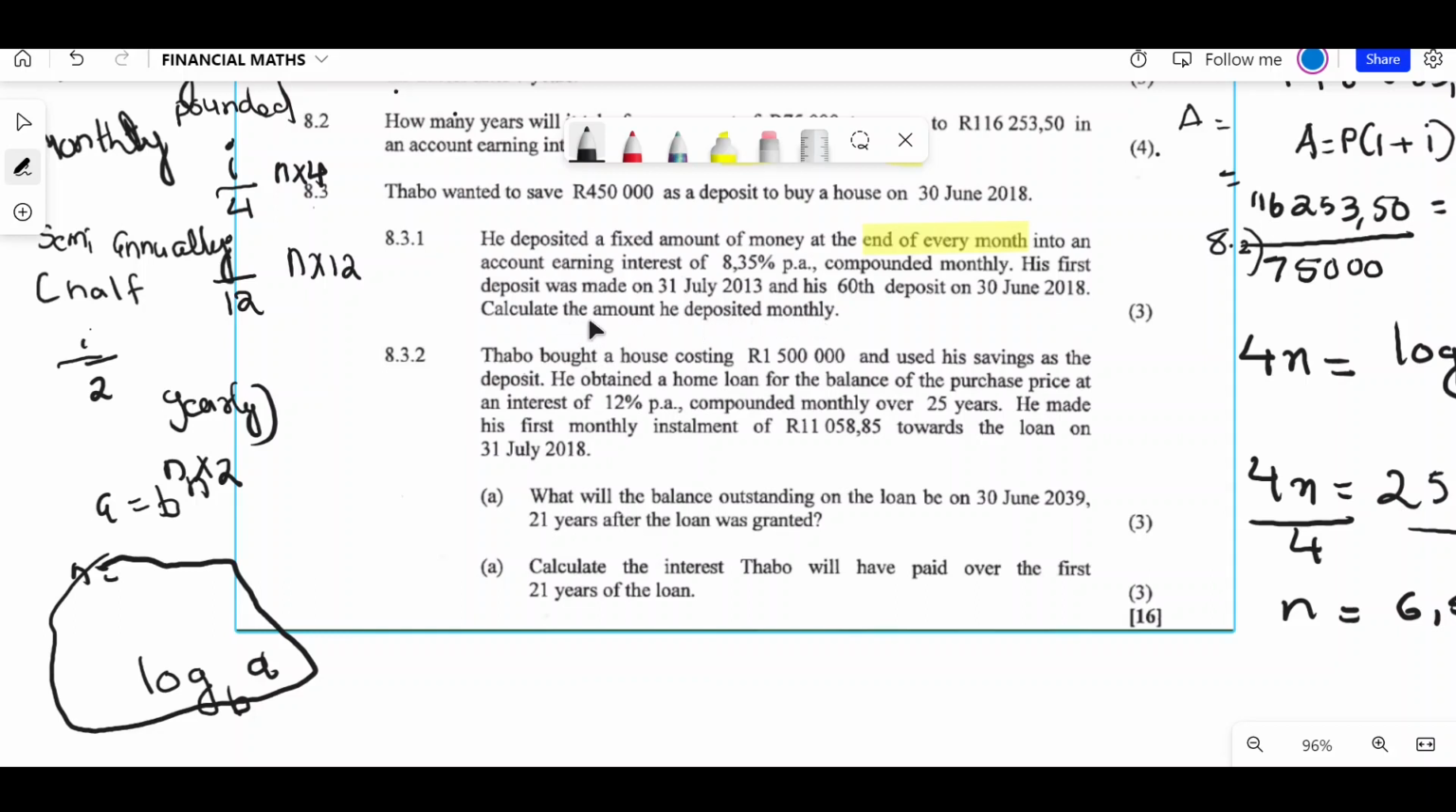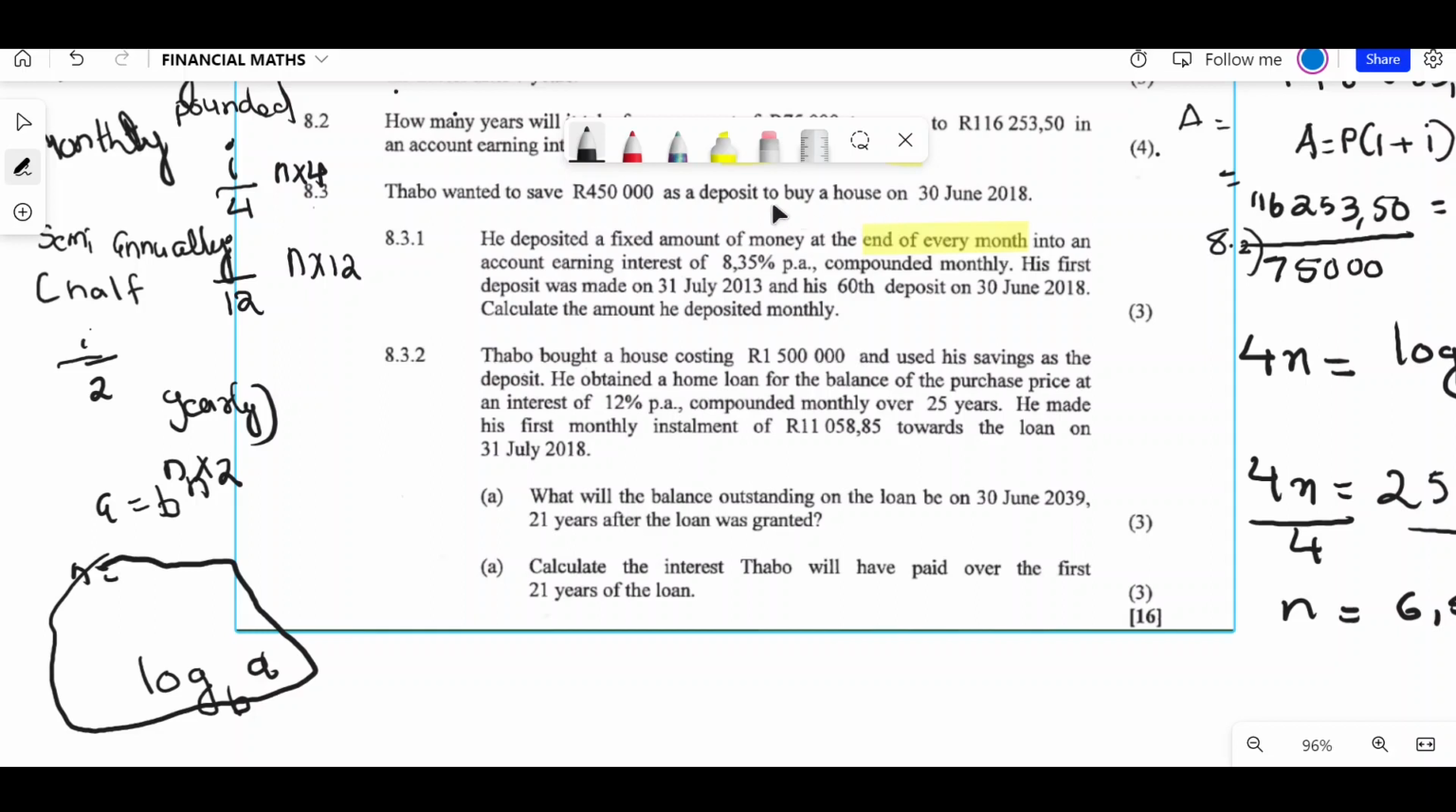So you are actually not finding the future value, you are finding the monthly deposit, which is X. This is the money he wants to save in future. So we are going to calculate how much he must pay every month to get the 450,000 after how many years. That's the only challenging part here.